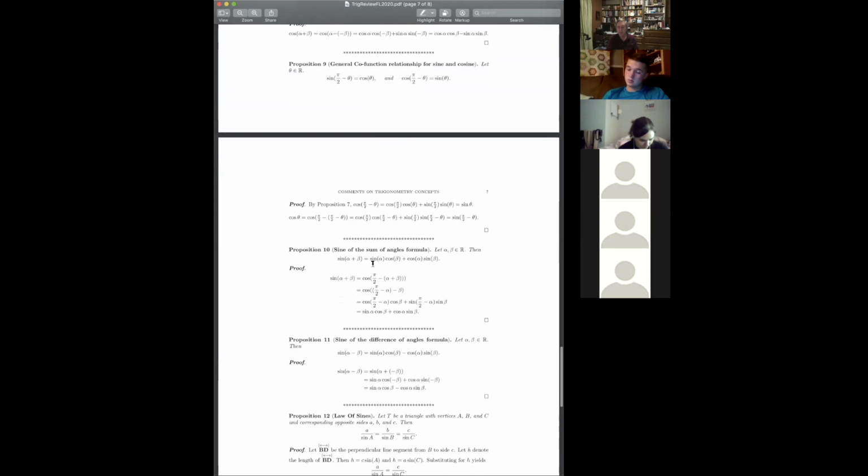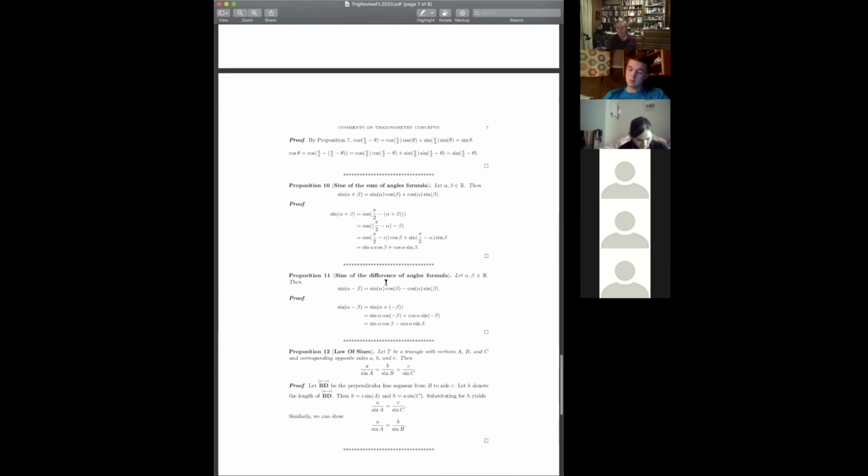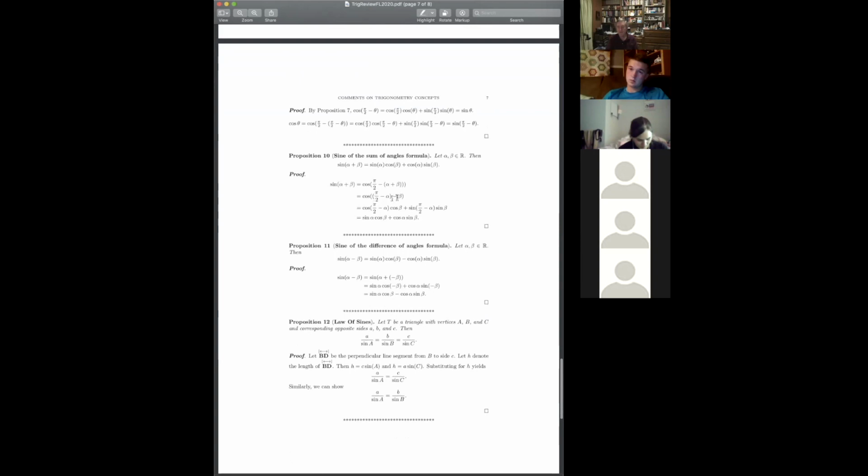Let's look at the bottom here. How do I prove this one? I changed the sine to the cosine by this rule right here. The sine of alpha plus beta is the cosine of pi over 2 minus alpha plus beta. That's what this says down here. And once I have that, I can write this as the difference of angles using the cosine formula, which I do. I get cosine cosine plus sine sine. Then I use the cofunctions again to get this formula.